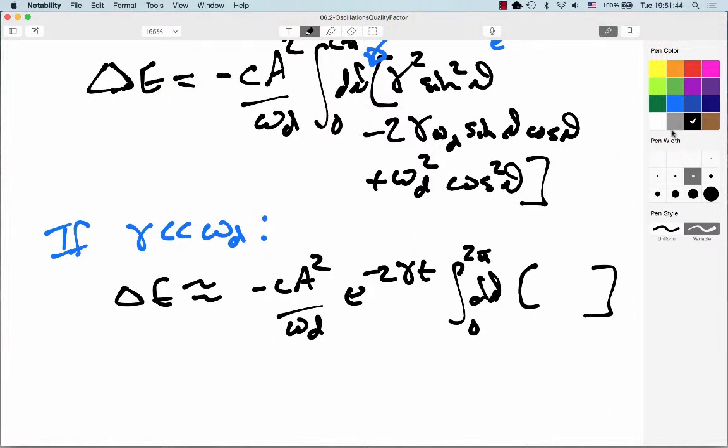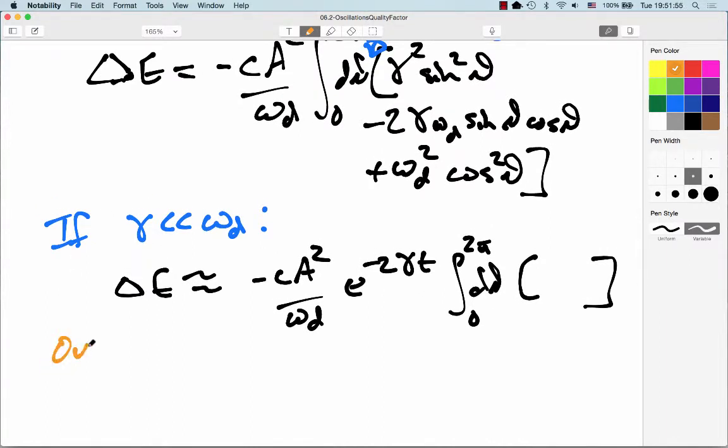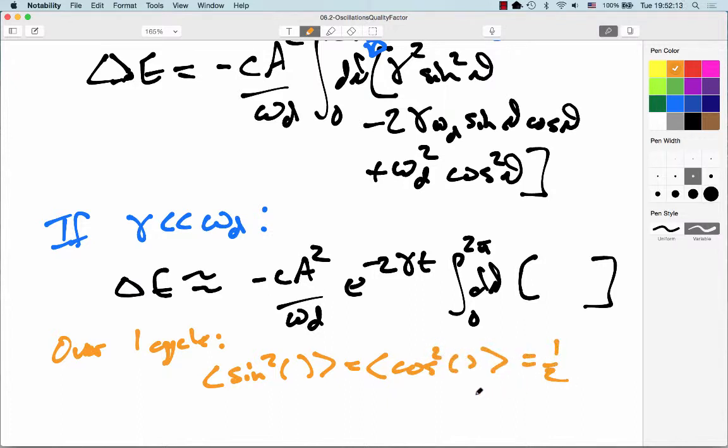When you integrate over a cycle, and this is why we chose one cycle, keep it right there. So over one cycle, the average value of sine squared of whatever will be equal to the average value of cosine squared of whatever, which will be equal to a half. And similarly, the average value of the product of sine of whatever and cosine of whatever, as long as it's the same whatever, will be 0.